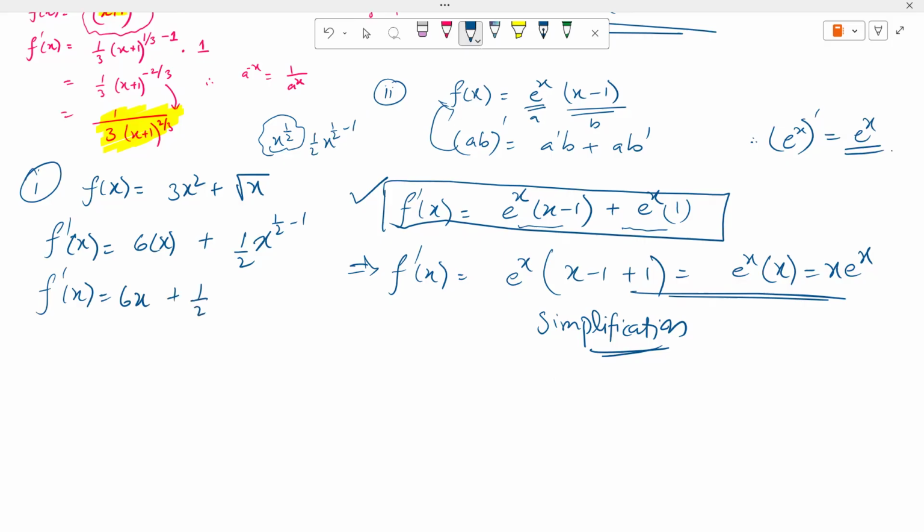Plus 1 upon 2 x to the raised power half minus 1, which gives you minus half. Again, I told you, write your answer in its simplest format. So you will get 1 upon 2 x under root. Or you can also write it in this way.